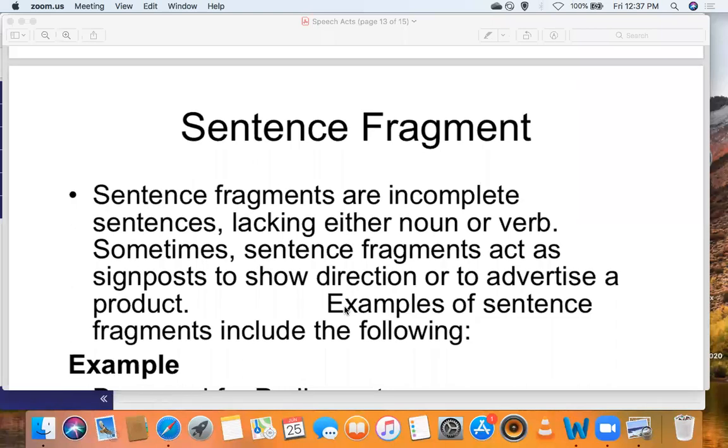Then you have sentence fragments. Sentence fragments are incomplete sentences. They are lacking either a noun or a verb.